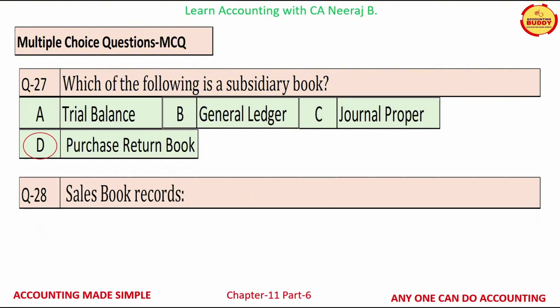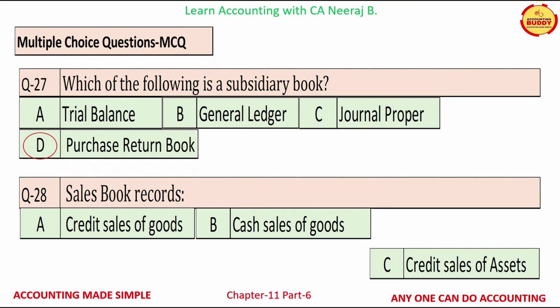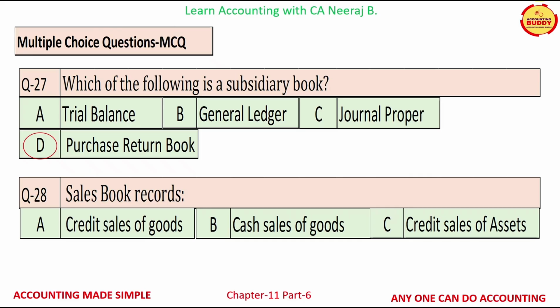Question number 28 is sales book records, and the available options are option A, credit sales of goods, option B, cash sales of goods, option C, credit sales of assets, and option D is all type of sales. And the correct answer is option A, credit sales of goods.